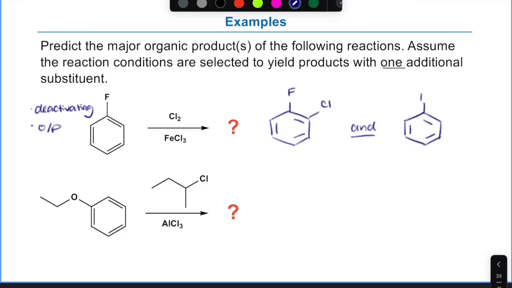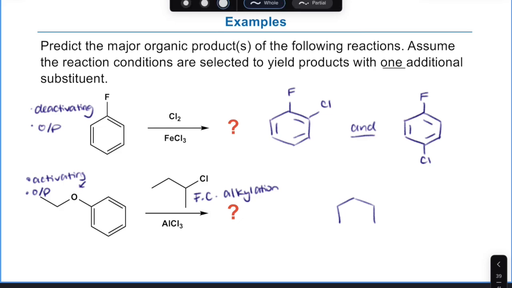And then for the second one, this one is activating and ortho-para directing as well. And this one is a Friedel-Crafts alkylation. And so we're going to get two products, reactivity at the ortho and para positions.